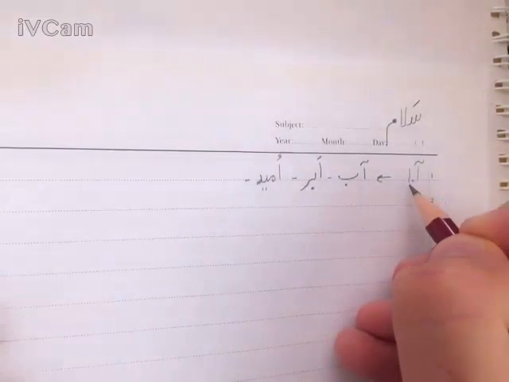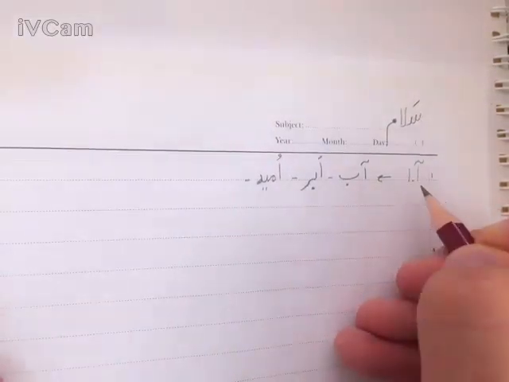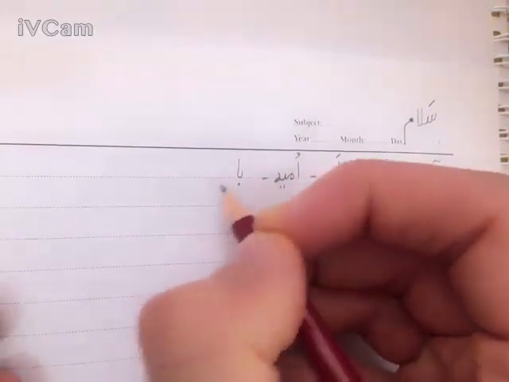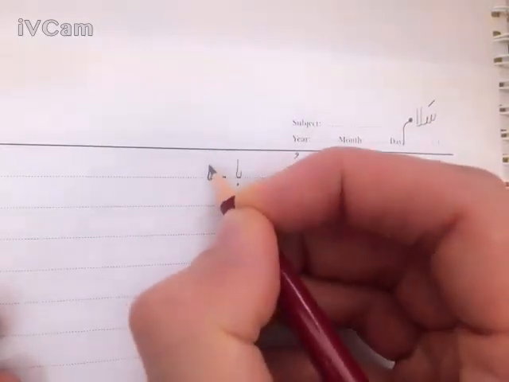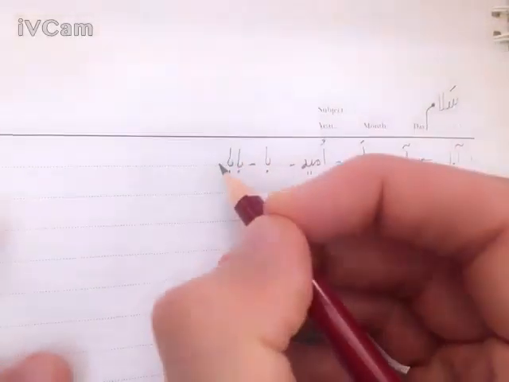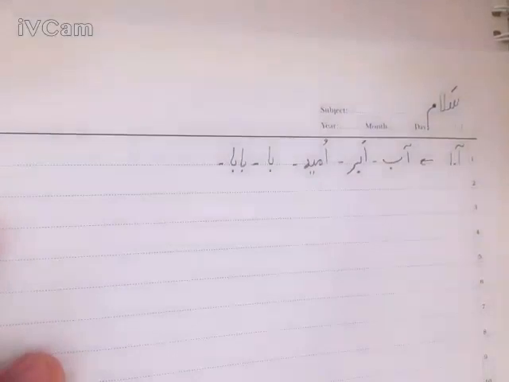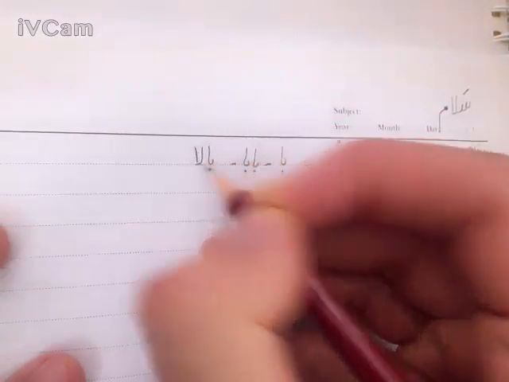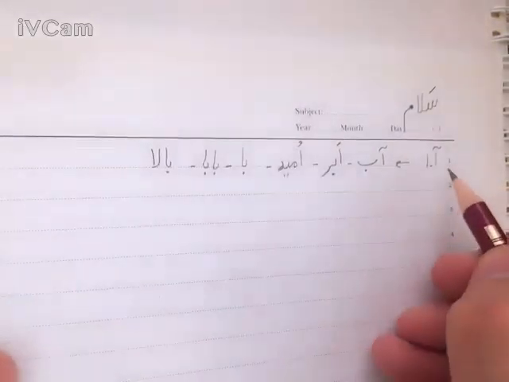And the second one is where you have it in the middle or at the end, like "ba" or "ba ba" or "bala". So that was Aleph.